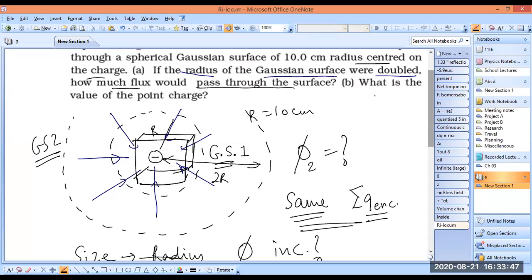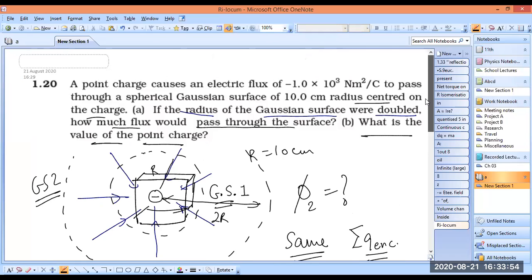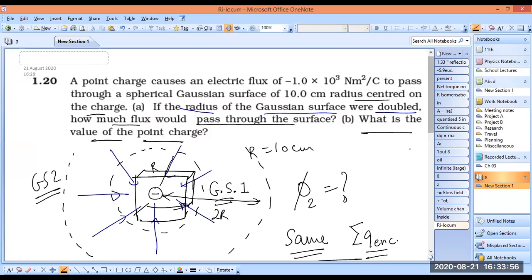So the question is, what is the value of the point charge? I think you can find that easily by using the Gauss Law formula. I'm not going to do it, so this part B I'm leaving for homework. All right, so that is it.